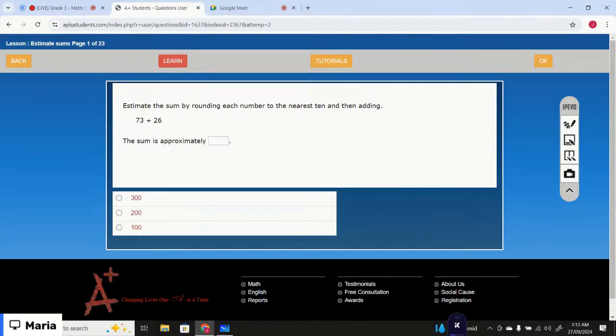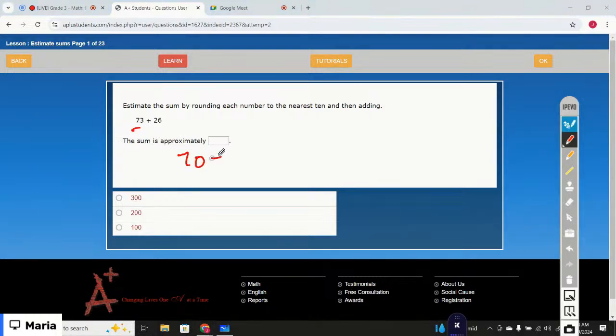Estimate the sum by rounding each number to the nearest 10 and then adding. So which is the correct option? 73 is estimated to 70 and 26 is estimated to 30, right? When you add them together, they make 100. So option number 3 is the correct option. That is 100.